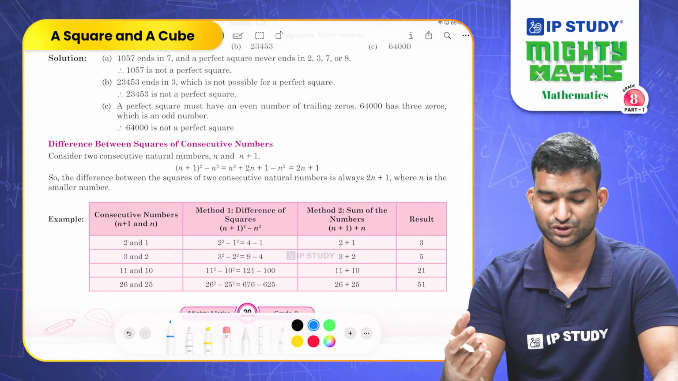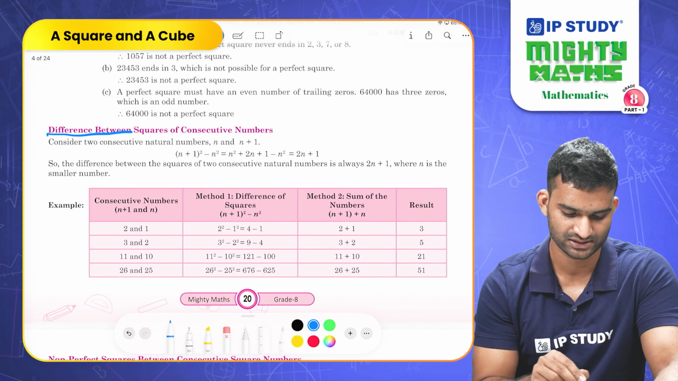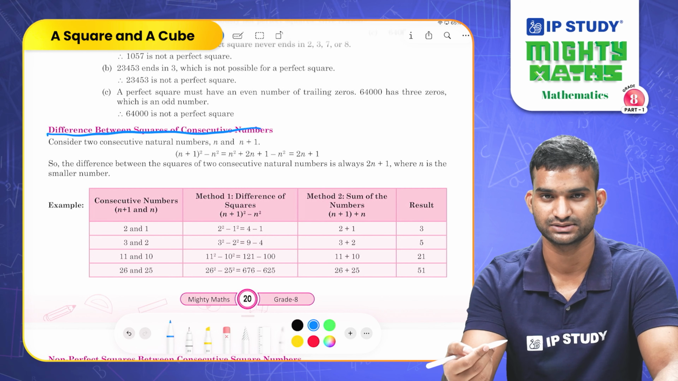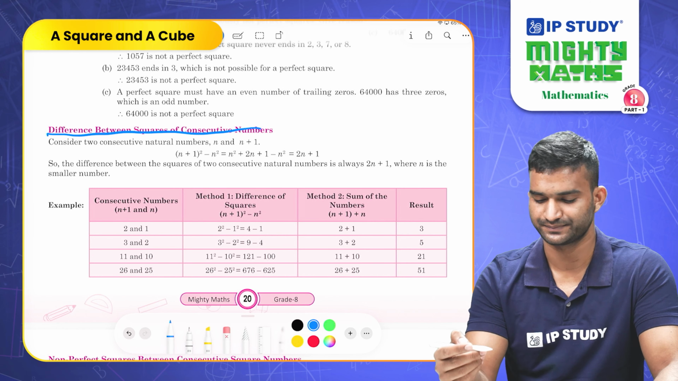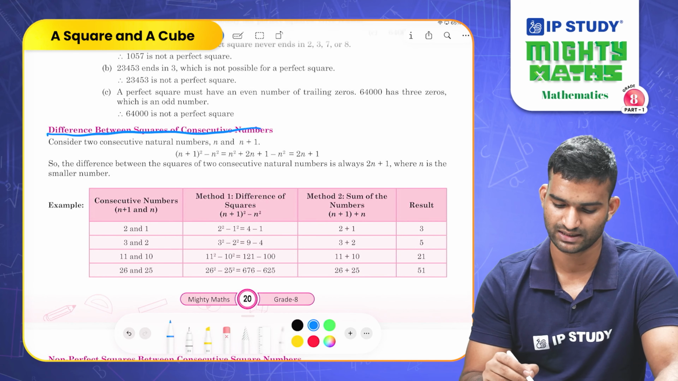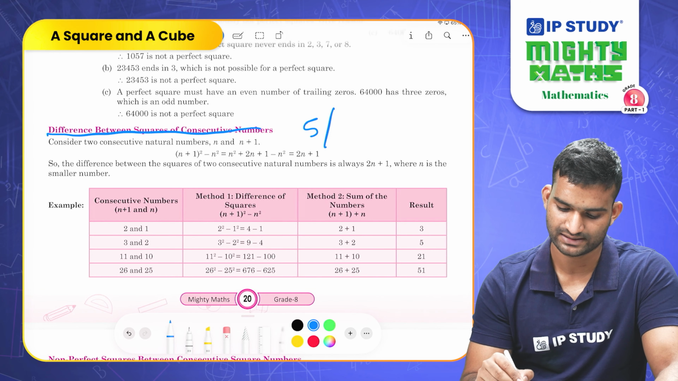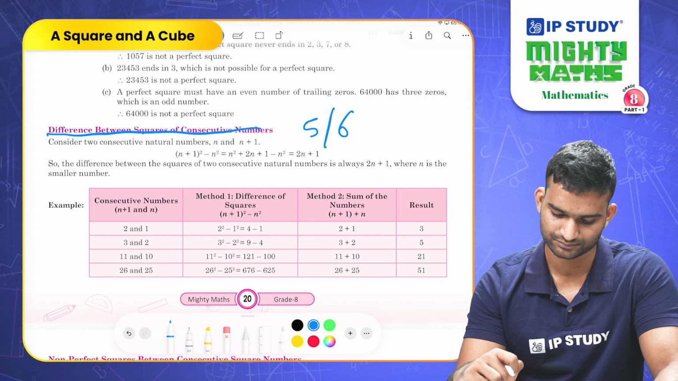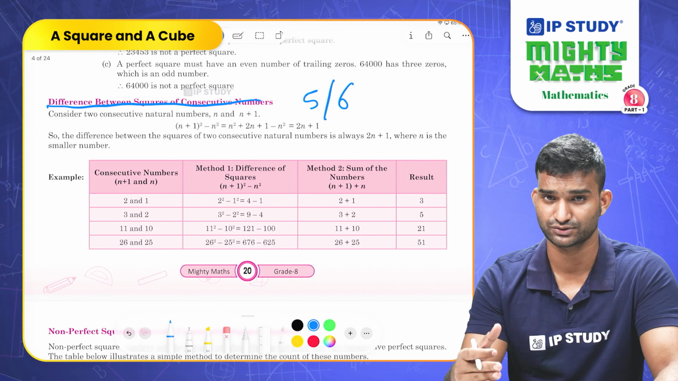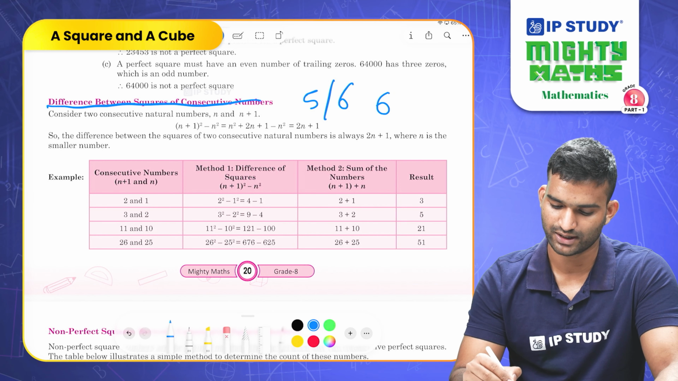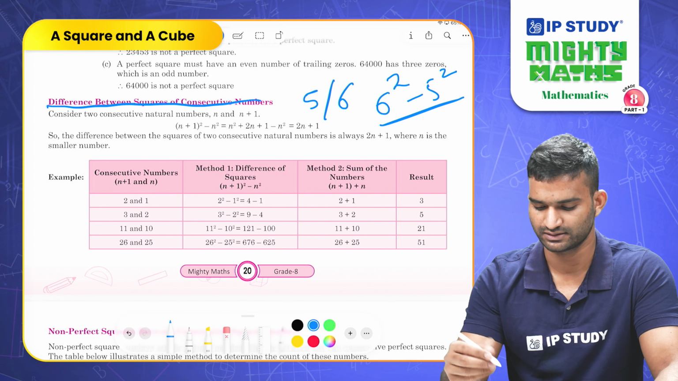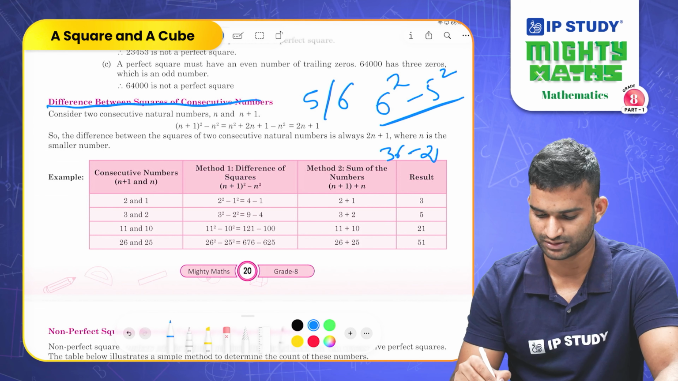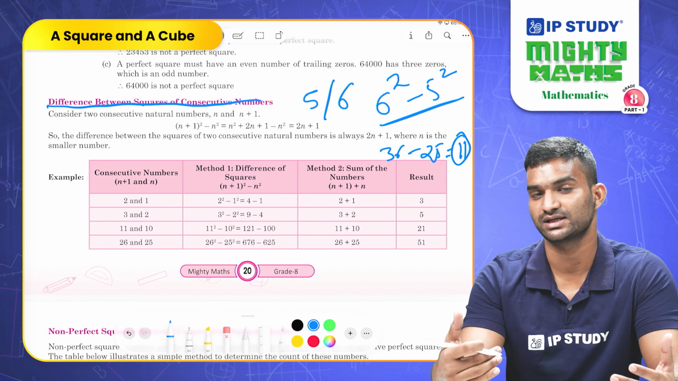Now moving to the next topic, that is the difference between squares of consecutive numbers. In this case, we take two consecutive numbers. For example, if we take 5 and 6, when we take the difference of the squares of these two numbers, we get the square of 6 minus the square of 5, which is 36 minus 25, which is 11. So how do we generalize this?